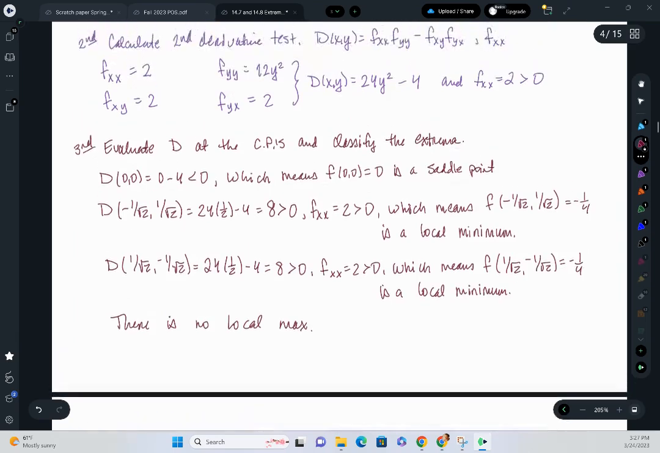Okay, so that's how we work through the local extrema. I'm going to stop right here after local extrema. I'll make another video for the absolute extrema, which is just the second half of 14.7.